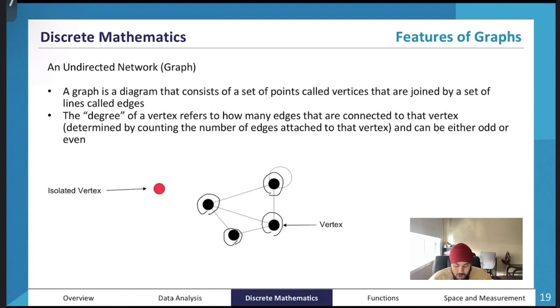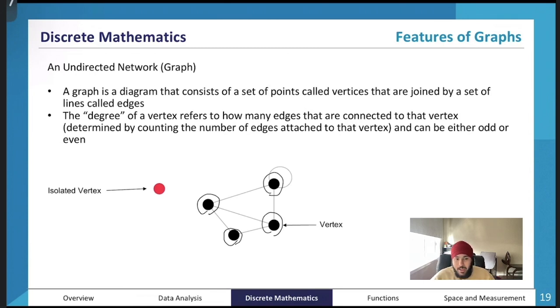And now the edges are the lines that connect the vertices. The edges are essentially what's representing the information. They represent the relationships between different vertices. So if we have a connection using an edge between two separate vertices, it indicates that those vertices are related to each other in some way. So that is what a vertex is, and that's what an edge is.